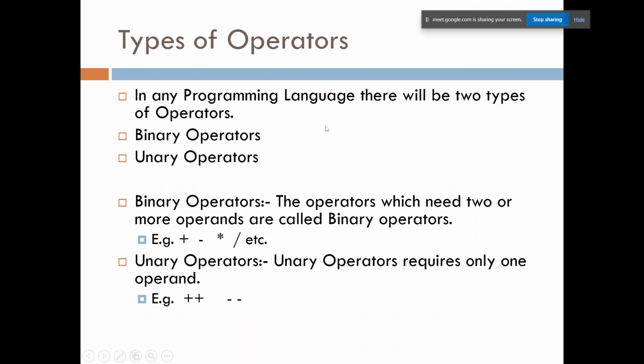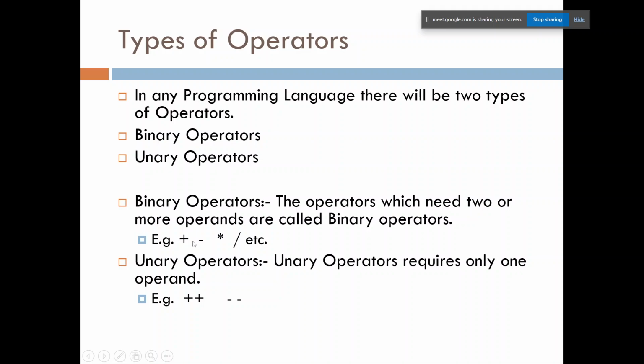So broadly, the operators are divided into two types, guys. In any programming language, there are two types of operators: binary operators and unary operators. So what are binary operators? The operators which need two or more operands, I mean a minimum of two operands should be there. That is called a binary operator. Unary means the operators which require only one operand. That is called a unary operator.